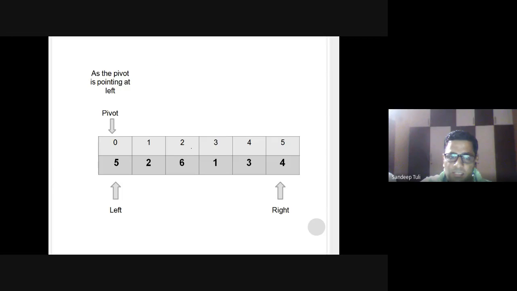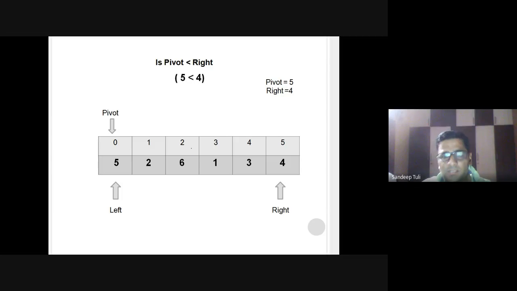Now as the pivot element is pointing to the left one, we will start from the right. We will start from the rightmost element, which I have already explained with the help of a pen. Now it is through slides, you can check it. What we will check: the pivot element is 5 and the right element is 4. Is the pivot element lesser than the right element? No. So we will swap it.